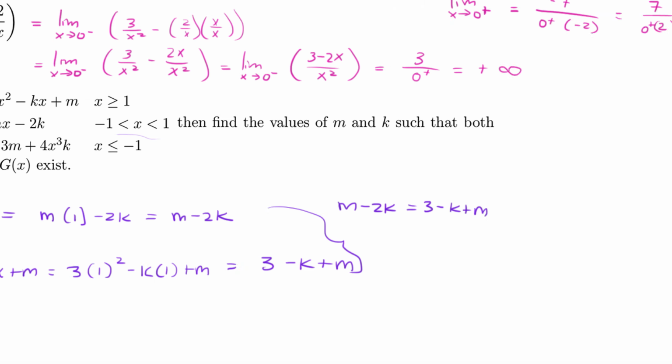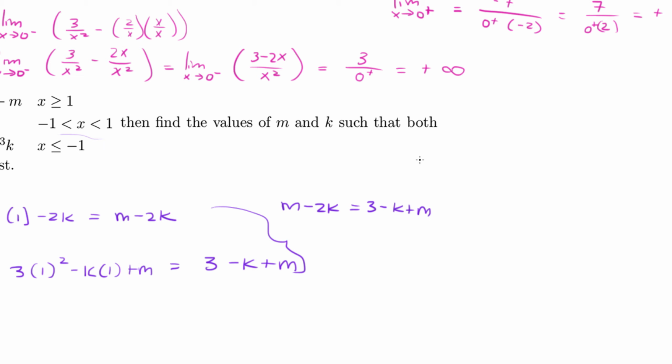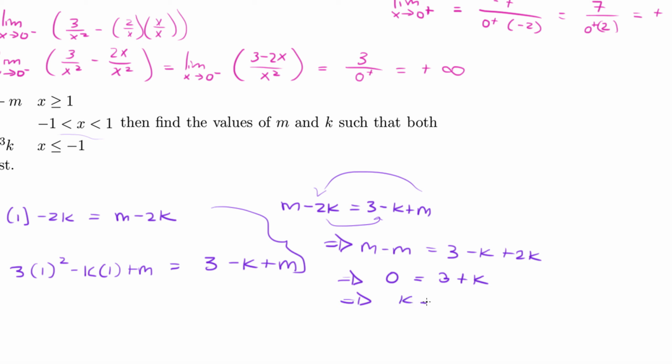Okay? By doing that, I'm going to have k in terms of m or m in terms of k. It doesn't matter. Okay? So I'm going to move this one to this side and this one to this side. So m minus m equals 3 minus k plus 2k. 0 equals 3 plus k. Therefore, k equals negative 3. So we found k. Now we need to find m.